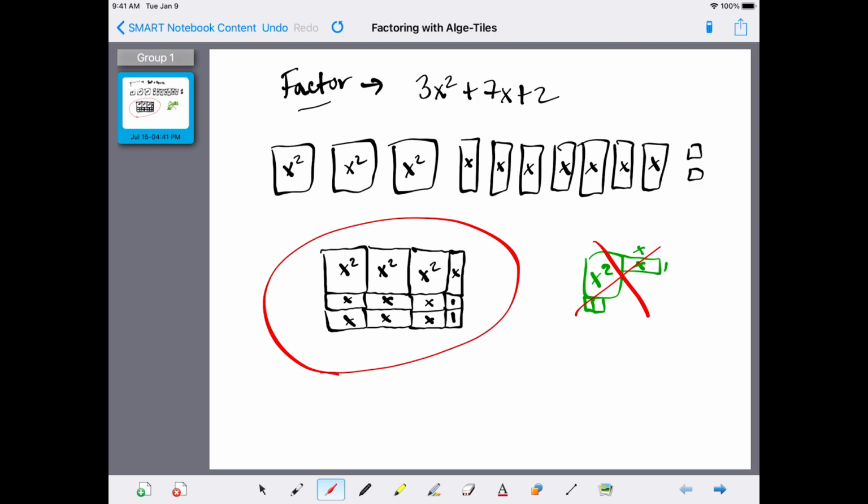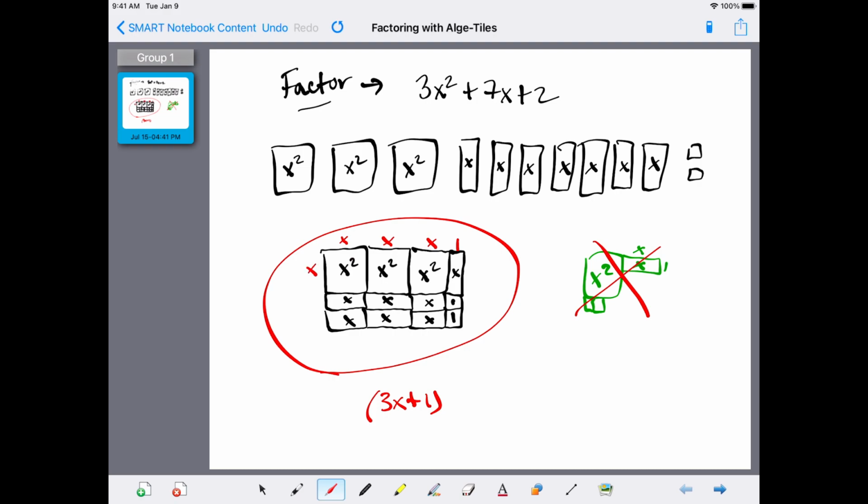So now we can get the factors by just looking at the dimensions. Along the top, or the length, we have an x, an x, an x, and a 1. So that is 3x plus 1. That's the length. Then we can look down the side.